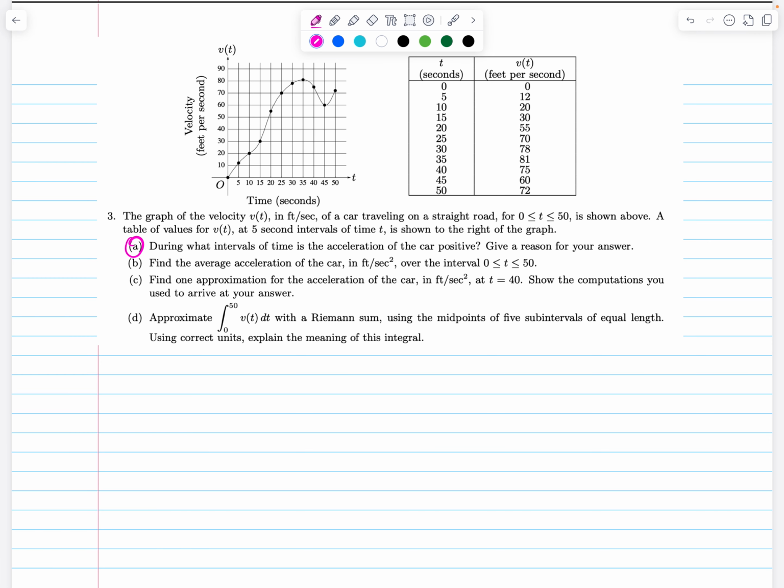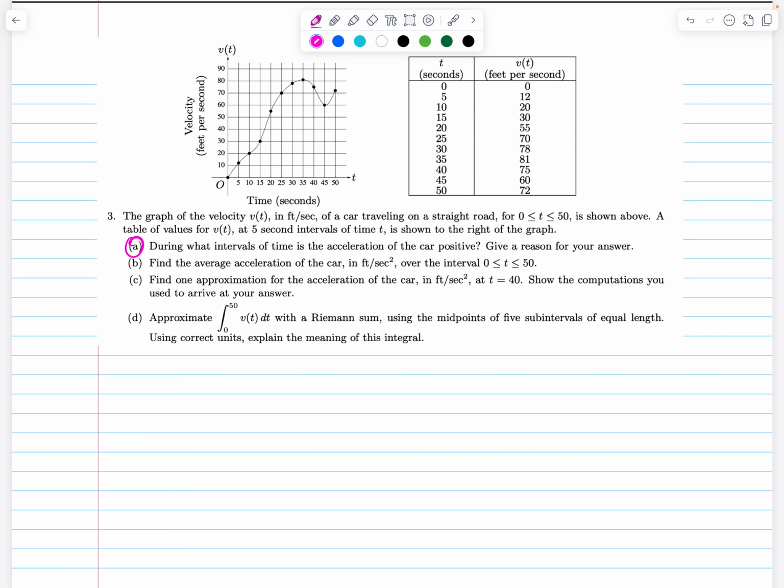Well, first off, let's see what's going on here. The graph of the velocity v of t in feet per second of a car traveling on a straight road for 0 to t to 50, I guess that's time in seconds, is shown above. A table of values for v of t at 5-second intervals of time t is shown to the right of the graph. Okay, A, during what intervals of time is the acceleration of the car positive?